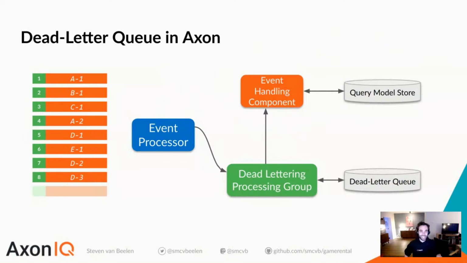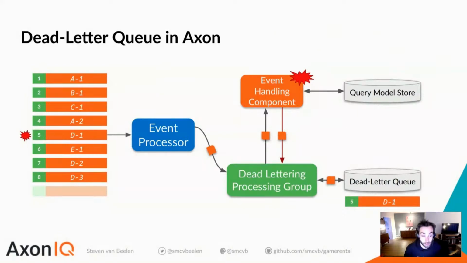So let's do the exact same exercise. We're handling our events, going from A1, B1, C1 to A2, and we end up at the faulty event D1. Now, our event handling component, the thing you write, would still blow up, but the exception will be caught by the dead lettering processing group, and it will store that event in the dead letter queue. Okay, that's nice. So now we can actually proceed. We're not stuck anymore. We've put it in the dead letter queue so we can retry those failures at a later moment in time.